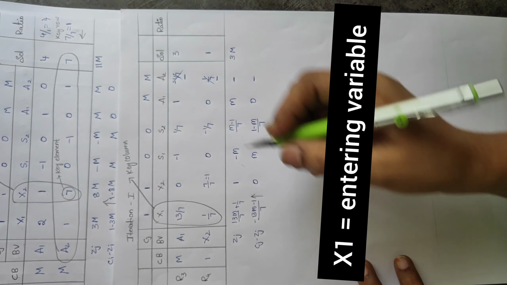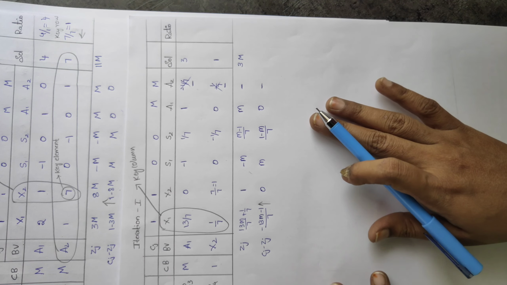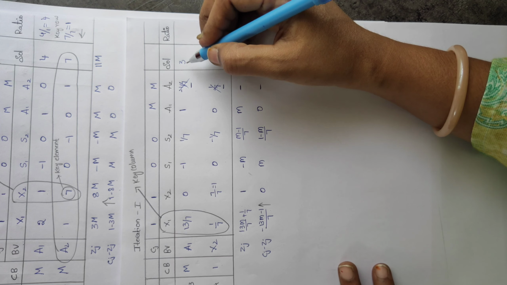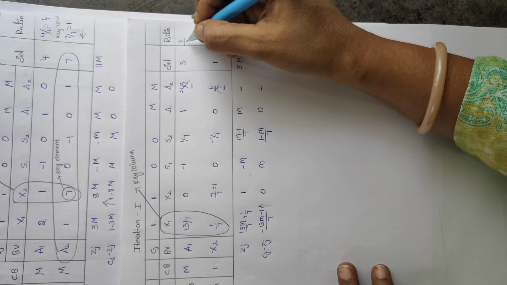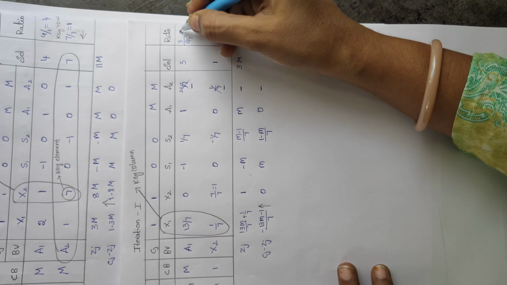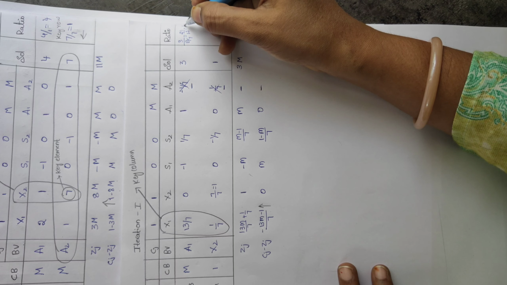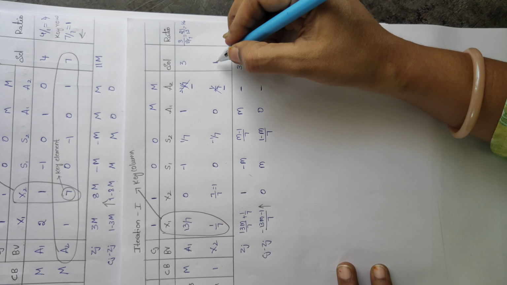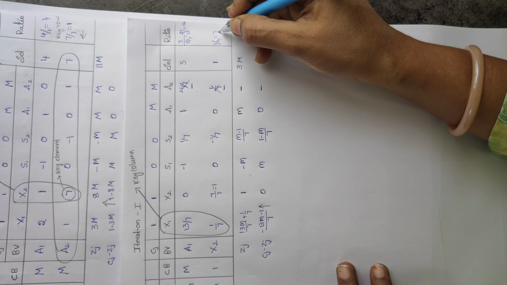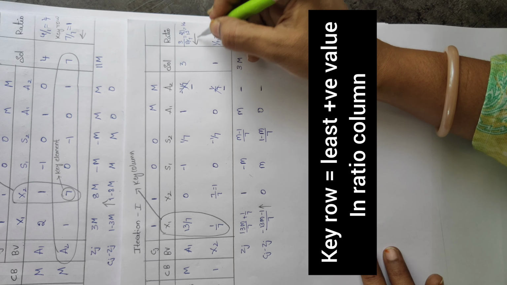Key column. Next we need to find the key row. For finding the key row we have to divide the solution with the key column. 3 divided by 13 by 7 equals 21 by 13, which is 1.6. 1 divided by 1 by 7 equals 7. Here the least positive value is 1.6. This is the key row.